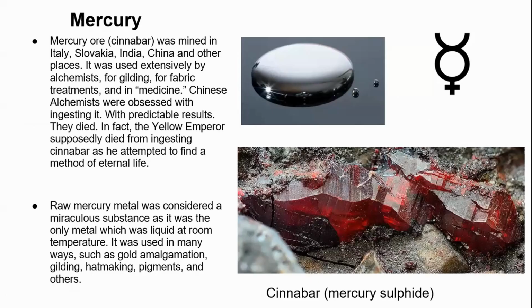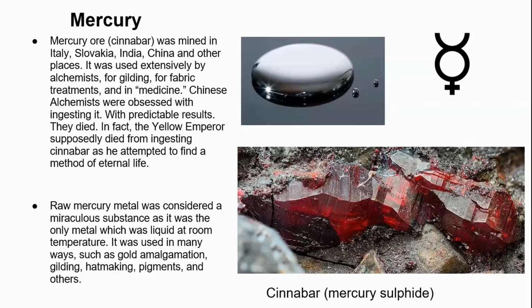Mercury or cinnabar, mercury sulfide, was mined in Italy, Slovakia, India, China, and other places. It was used extensively by alchemists for gilding, for fabric treatments, and in quote-unquote medicine. Chinese alchemists were obsessed with ingesting it with predictable results. They died. In fact, the Yellow Emperor supposedly died from ingesting cinnabar as he attempted to find a method of eternal life.